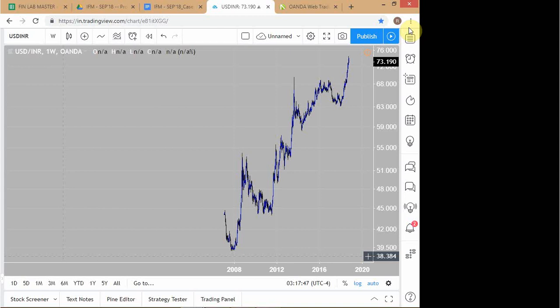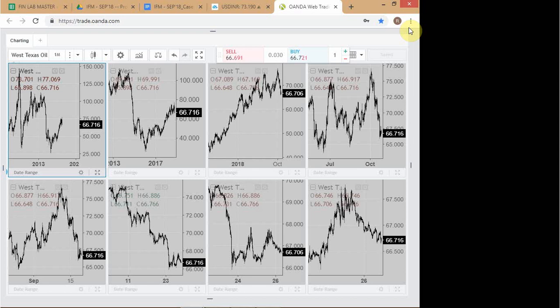Each rupee is buying less and less dollars. And on top of that, what is happening to the oil price? For our discussion, we are only focusing on this box, okay? These are all charts of the oil price, but showing different periods. The starting period is different for all the charts. The ending period is the same.